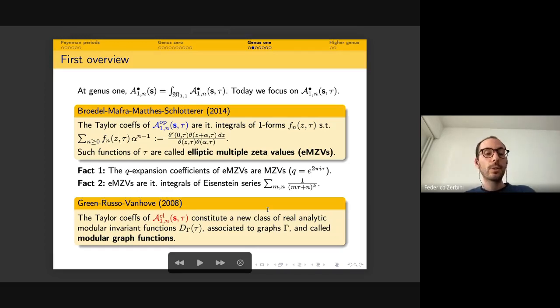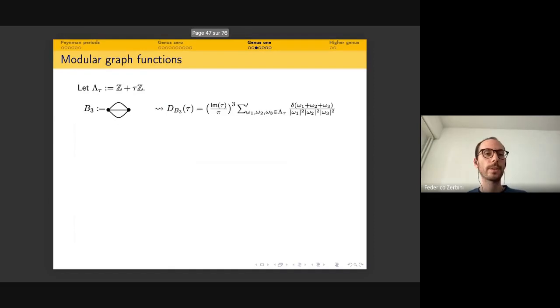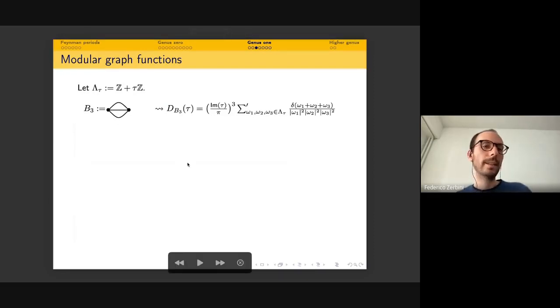And I'd like to spend a little bit of time to talk about these modular graph functions, because that's the reason I have been working on these string amplitudes in the first place, because when I did my PhD, I liked a lot modular forms, and that's how I got involved in this whole business, because there are a lot of open questions about these modular functions. So let's start.